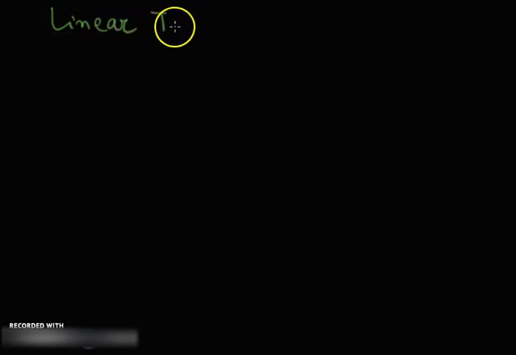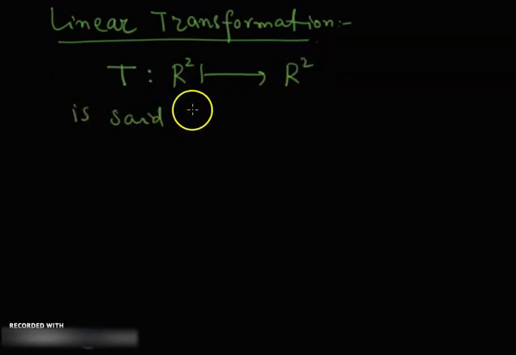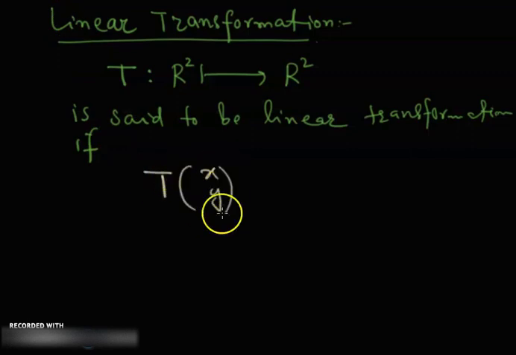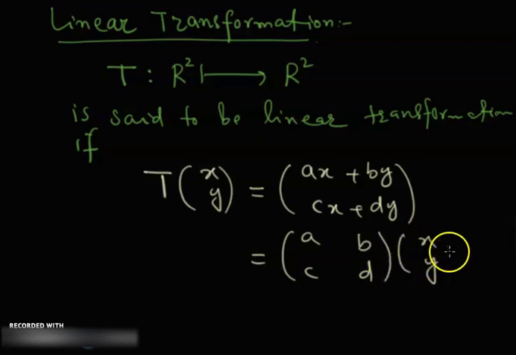From linear algebra you know what is a linear transformation between two vector spaces, but now I'll be specifically talking about T from R2 to R2, which is said to be a linear transformation if T of x y is simply of the form a x plus b y and c x plus d y. In other words, it is a matrix times some vector. So a linear transformation from R2 to R2 is nothing but a matrix.